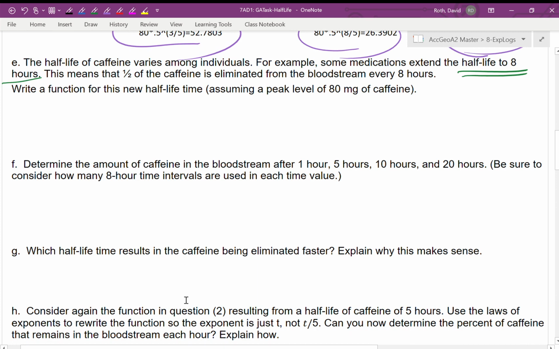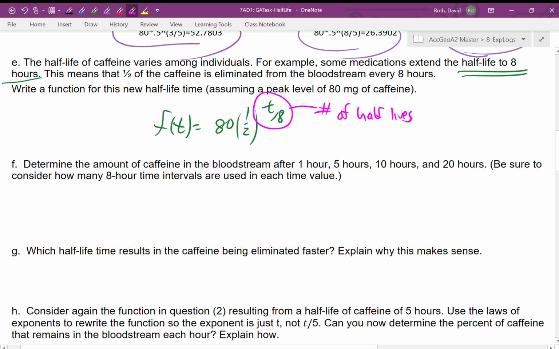Okay, I'm back. Hopefully I actually did it. F of t would be 80 times 1/2 to the t over 8 now. And again, don't forget that I'm raising 1/2 to the number of half-lives, and it can be a fractional or decimal thing. It's very important to remember that is the number of half-lives. Okay, same kind of grid as before. I want 1, 5, 10, 20, and this is the time, and this is the f of t.